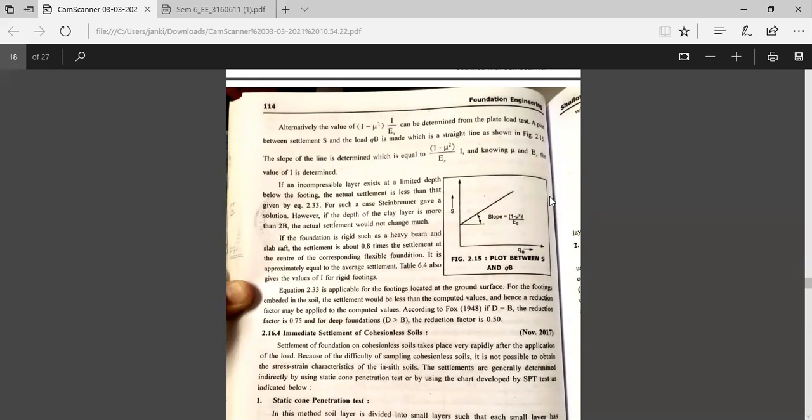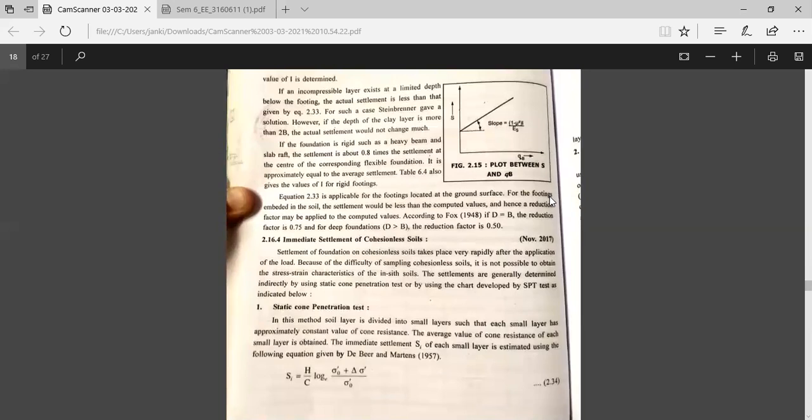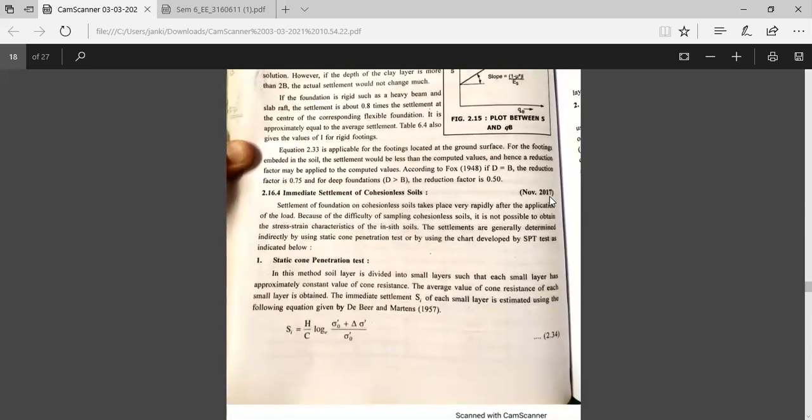So if incompressible layers exist at a limited depth below the footing, the actual settlement is less than that given by equation 2.33, right? For such a case, Steinbrenner gave a solution, right? However, if the depth of the clay layer is more than 2B, the actual settlement will not change much. If the foundation is rigid, such as a heavy beam and slab raft, the settlement is about 0.8 times the settlement at the center of the corresponding flexible foundation. So it is approximately equal to the average settlement. So table 6.4 also gives the value of I for rigid footings, right?